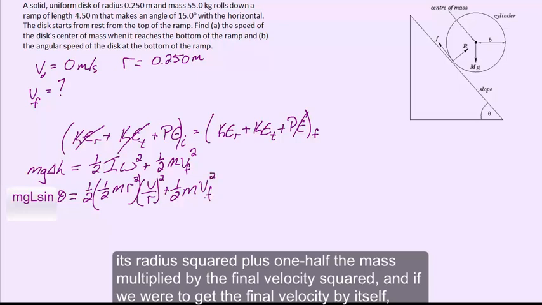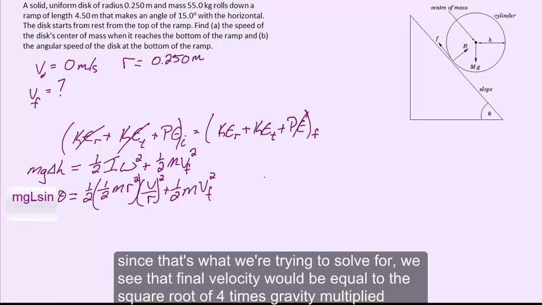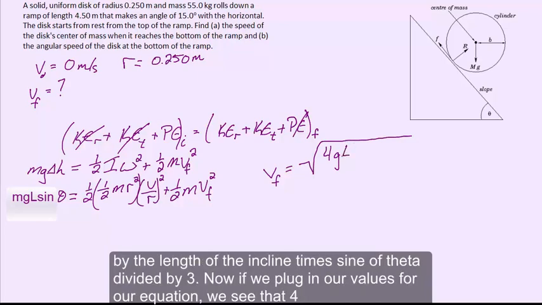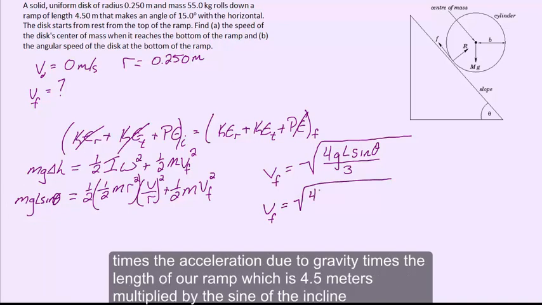And if we were to get our final velocity by itself, since that's what we're trying to solve for, we see that final velocity would be equal to the square root of 4 times gravity multiplied by the length of the incline times sine of theta, divided by 3.